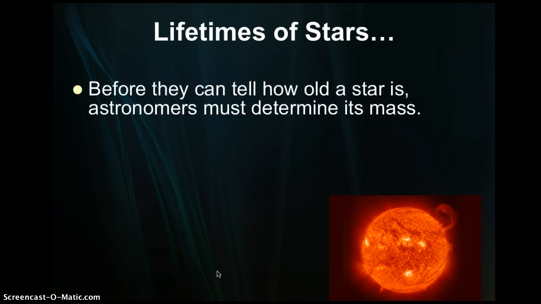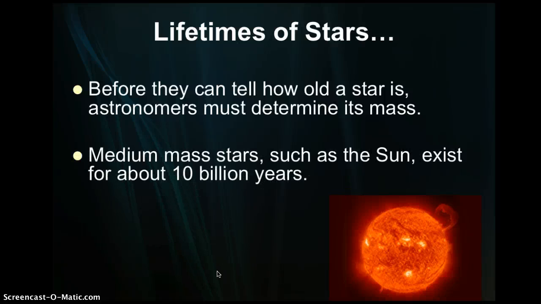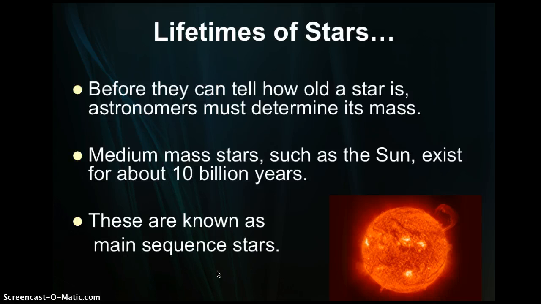If nuclear fusion does begin and it becomes a star, before they can tell how old it is or classify it, they have to first determine its mass. Stars that are like our sun are what we call medium mass stars, and they live for about 10 billion years. They're what we call main sequence stars.